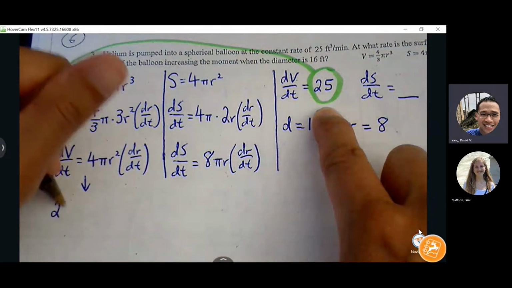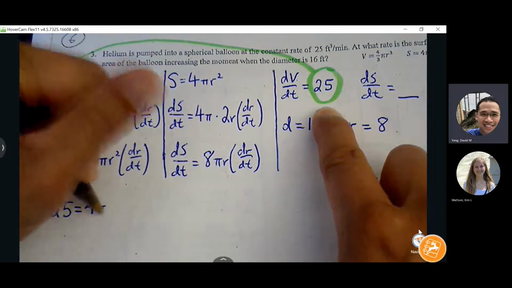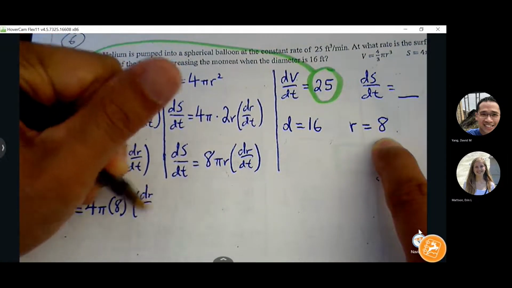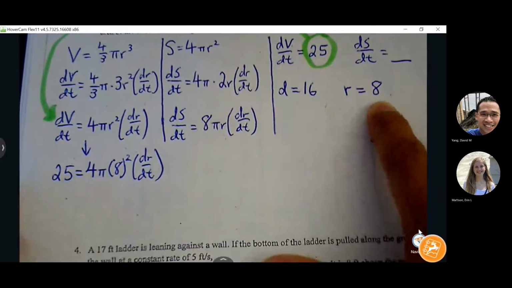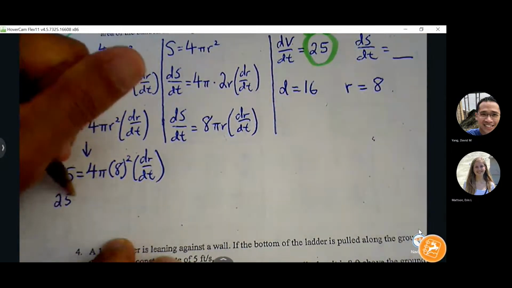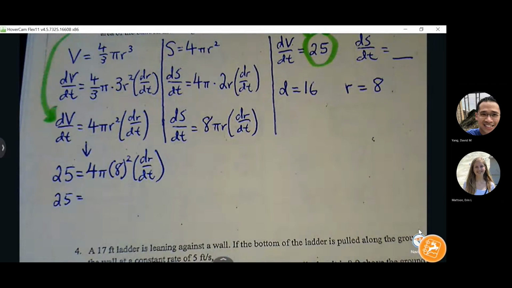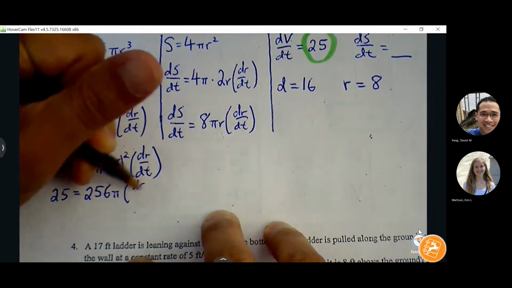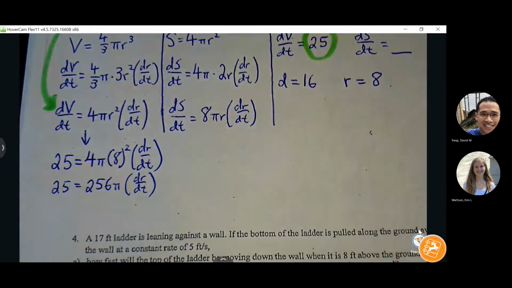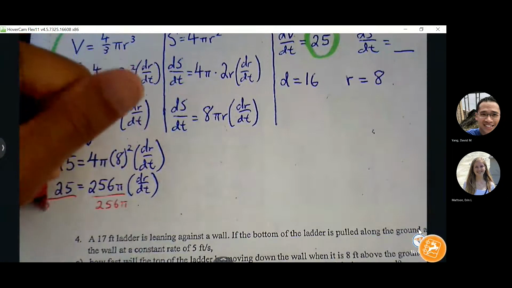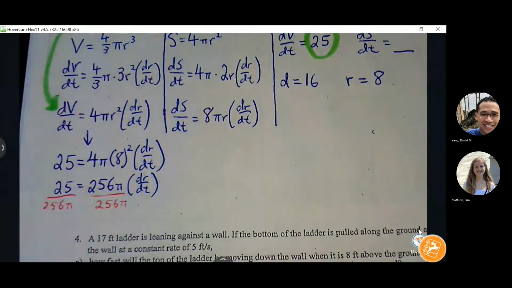Okay. So dV/dt is 25. 4 pi, r is 8. Multiply this out, divide over. 64 times 4 is 256. Okay, divide both sides by 256 pi. There's my dr/dt.